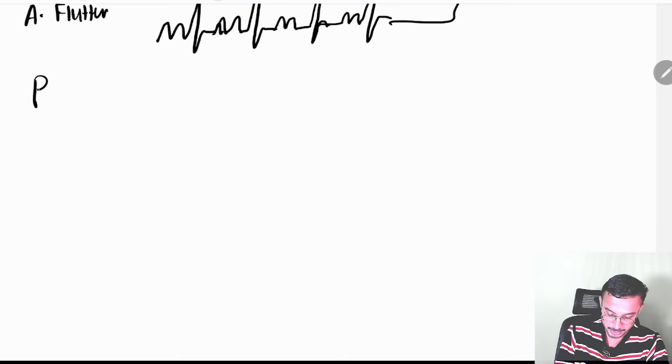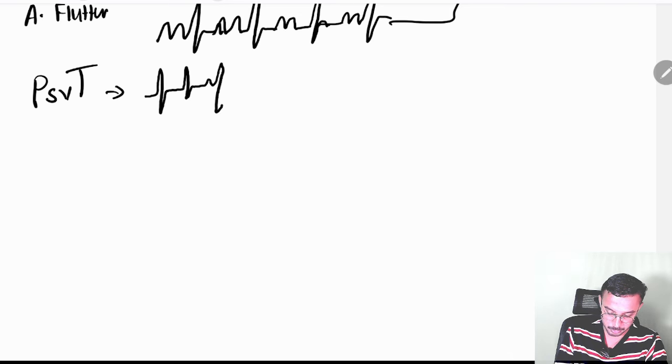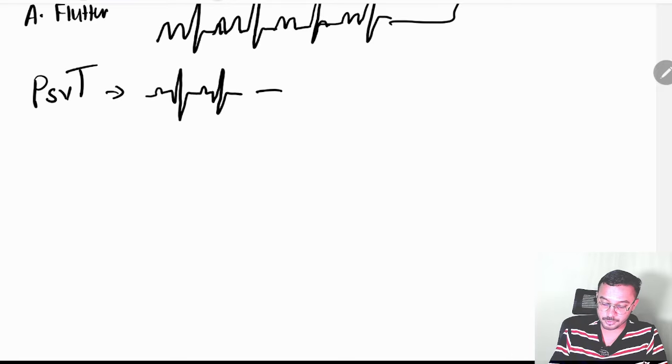And next, PSVT. Don't confuse this with pulseless VT, pulseless ventricular tachycardia, that is totally different. Here I will find narrow QRS, there broad QRS. P wave is coming and QRS is narrow. P wave, narrow QRS. So this is PSVT. Drug of choice for PSVT is adenosine.